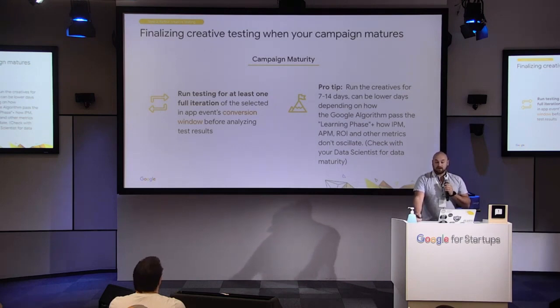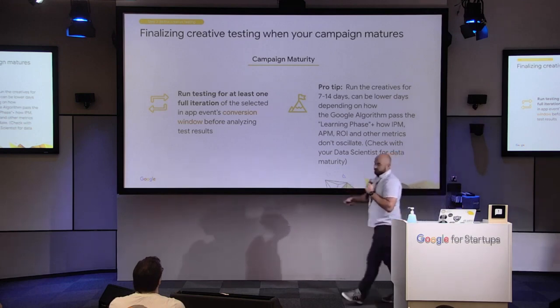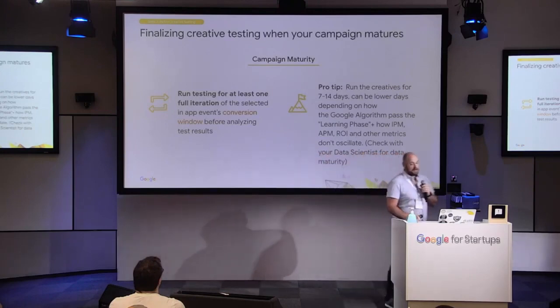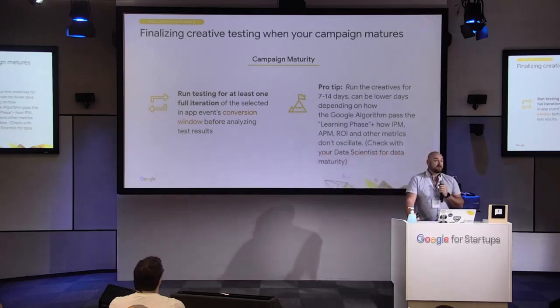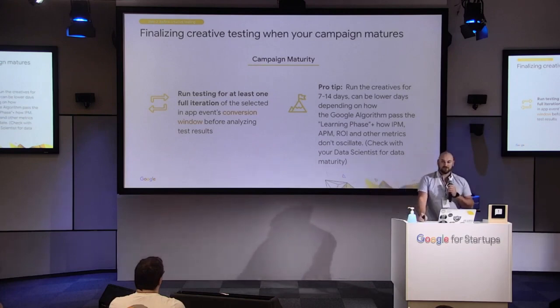And then, running creatives for 7 to 14 days essentially allows them to go through the learning phase, and lets you figure out when the system is stabilizing. Especially if you're running new campaigns, you'll usually notice initial over-delivery, under-delivery, and then it starts stabilizing.